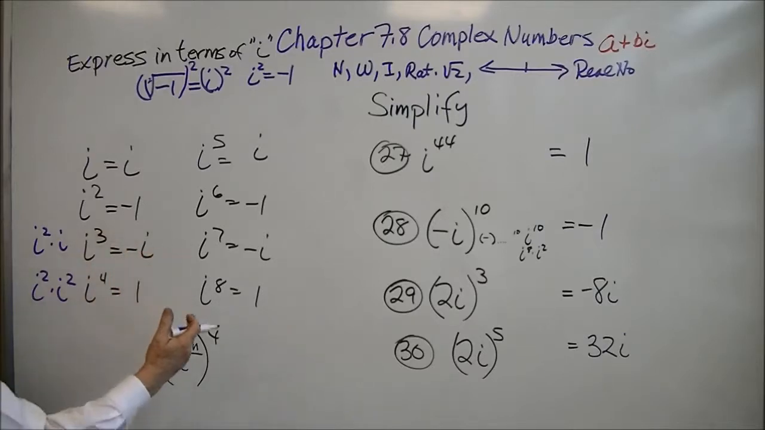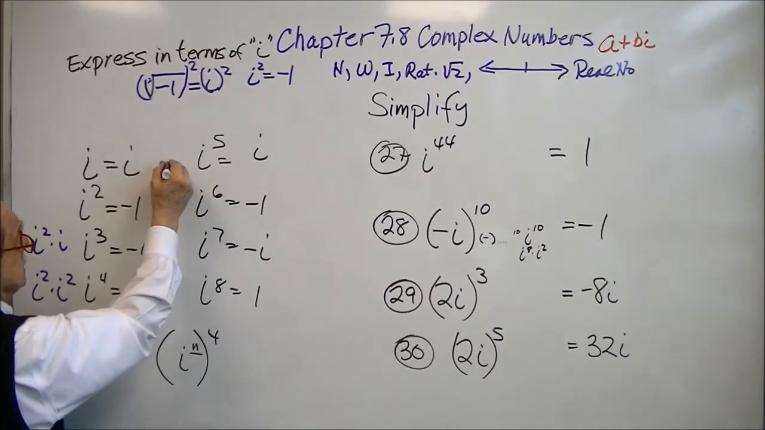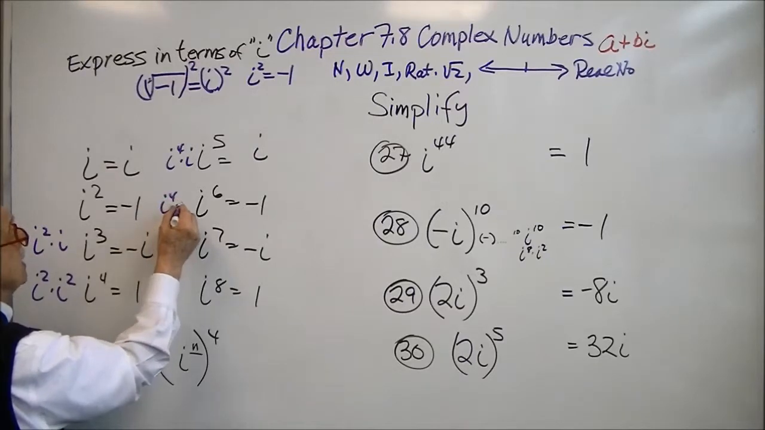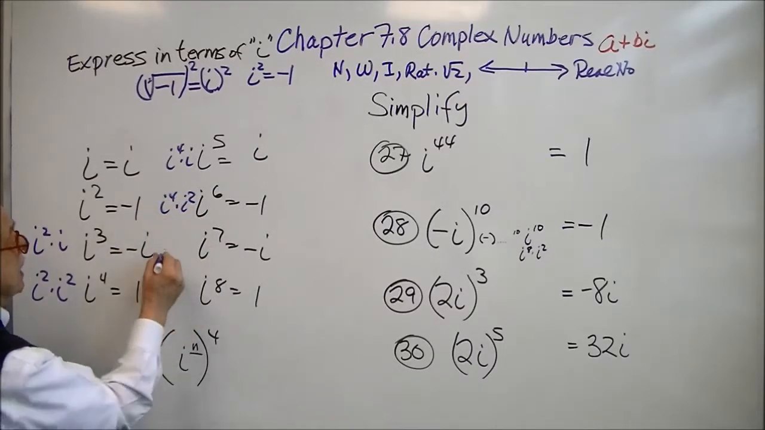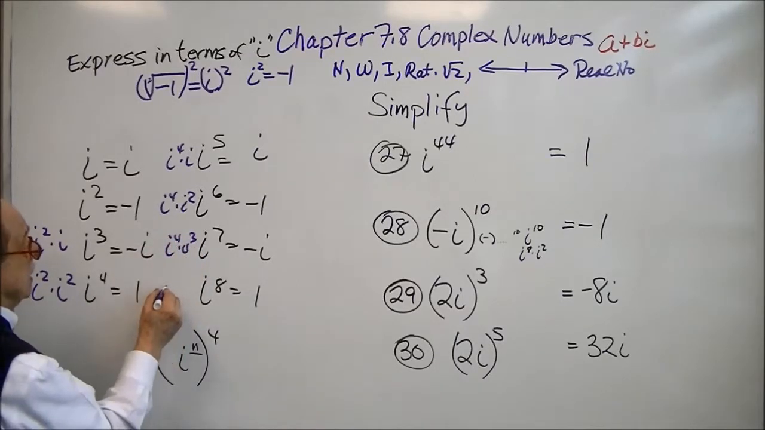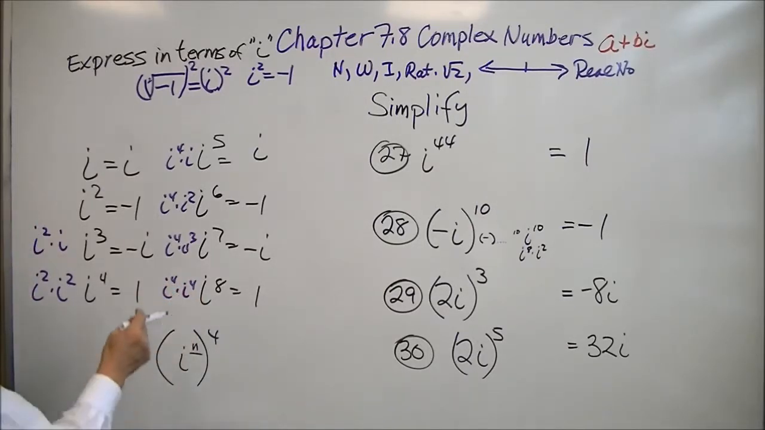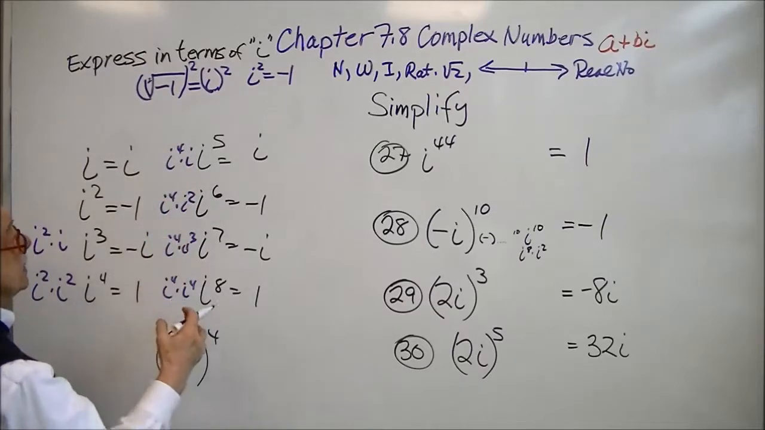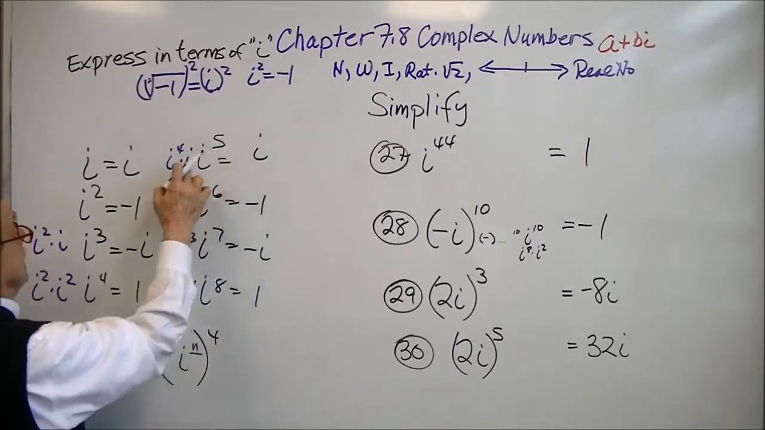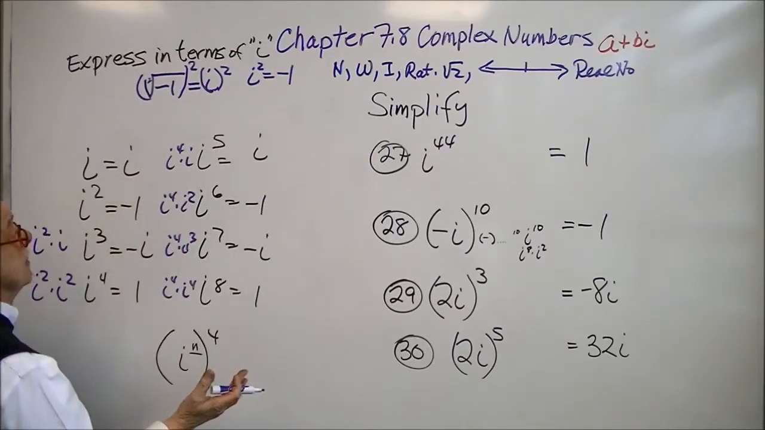Now as we go to the next level, i to the 5th, 6th, 7th, and 8th, remember that we can think of this as i to the 4th times i, i to the 4th times i squared, i to the 4th times i to the 3rd, and then i to the 4th times i to the 4th. So in a sense, all of these i to the 4ths are 1. So when you get to i to the 5th, that just equals i, because i to the 4th is 1.